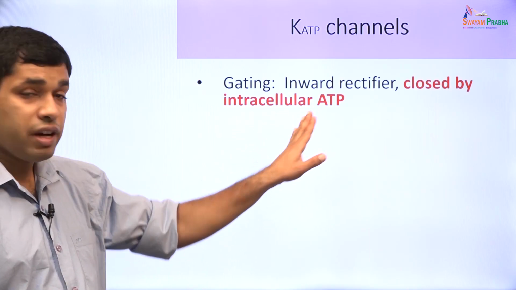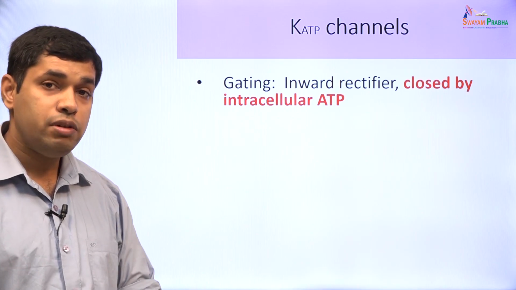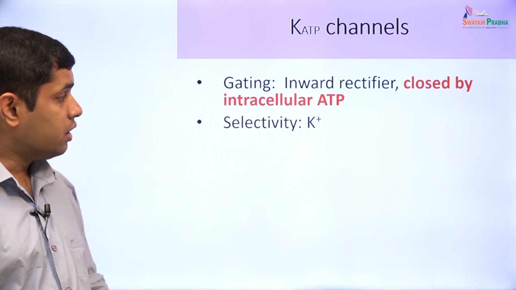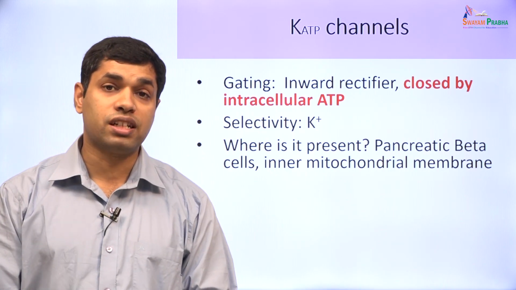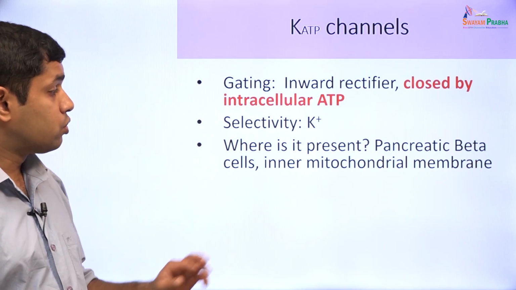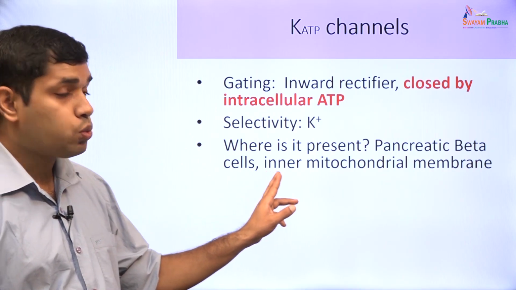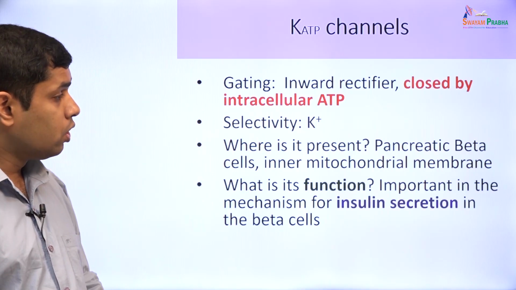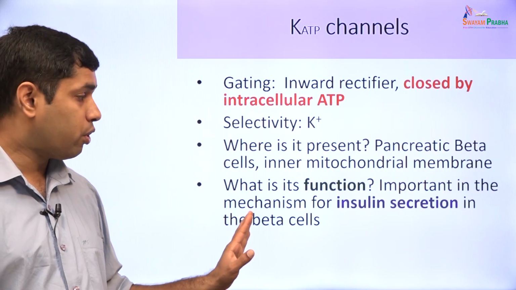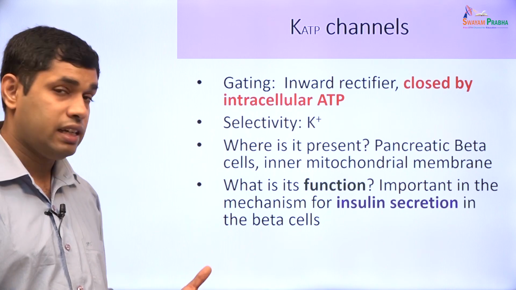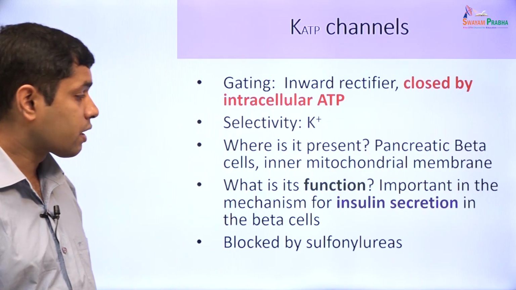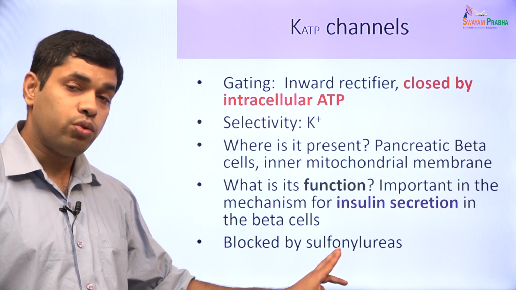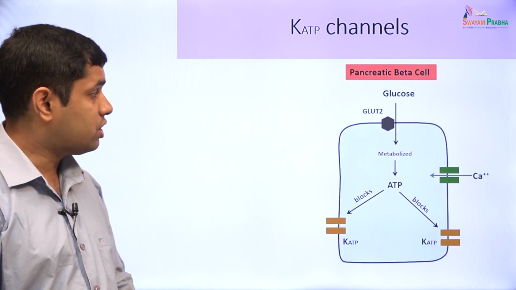A little bit about the K-ATP channel. It is closed by intracellular ATP. So ATP closes these channels. It's selective for K+. Where do we see these channels? You will come across these channels when you discuss the pancreatic beta cell. So this is present in the pancreatic beta cells as well as in the inner mitochondrial membrane. What is its function? This channel is important for insulin secretion in the beta cell, and it helps link beta cell secretion to external glucose. Common drugs, sulfonylureas, which are used for diabetes, block these channels.